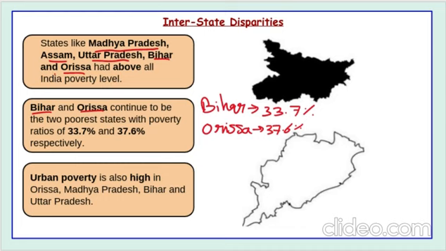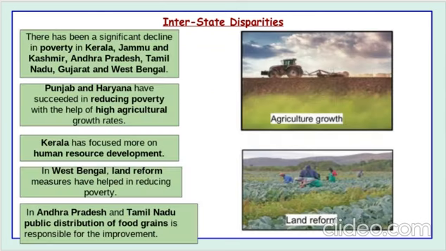Urban poverty is also high in Odisha, Madhya Pradesh, Bihar, and Uttar Pradesh. Urban poverty means people who are living in urban areas but still are poor, as we understood about Ram Sharan in our previous class. So this kind of urban poverty is also high in Odisha, MP, Bihar, and UP.